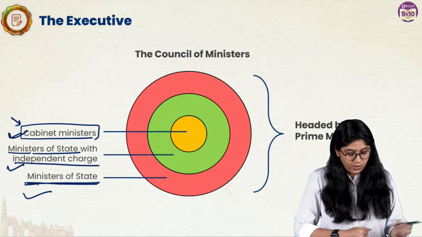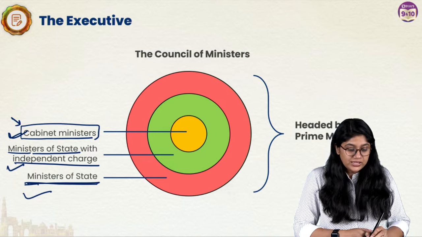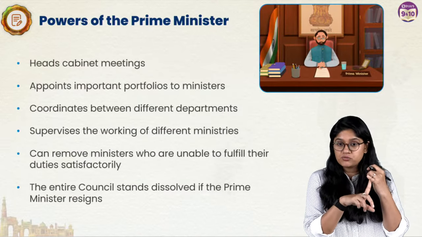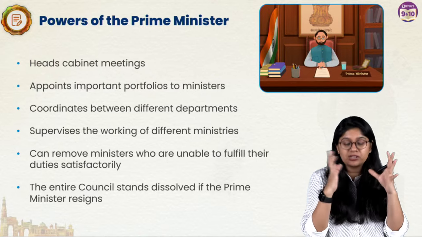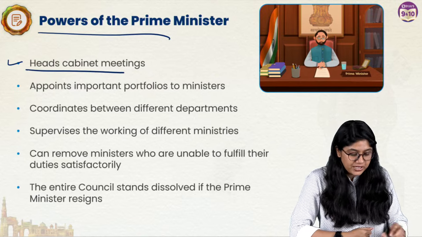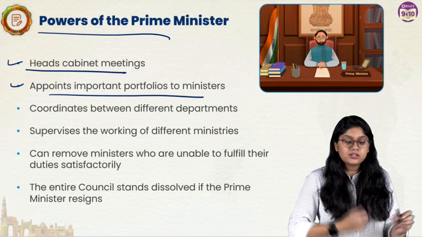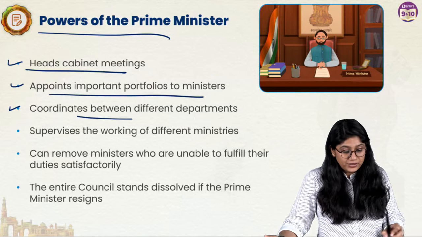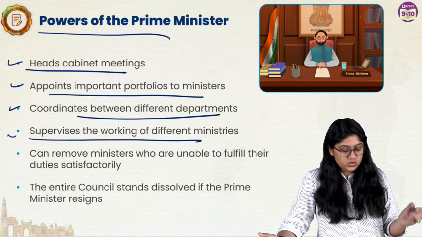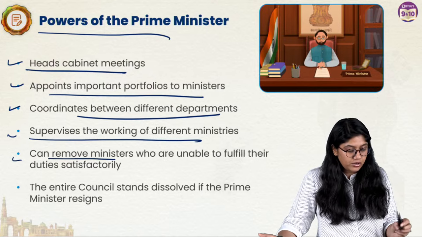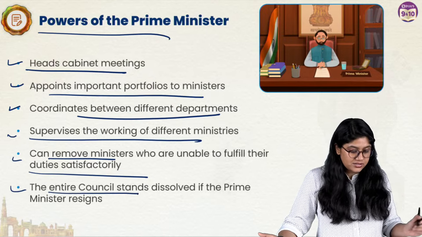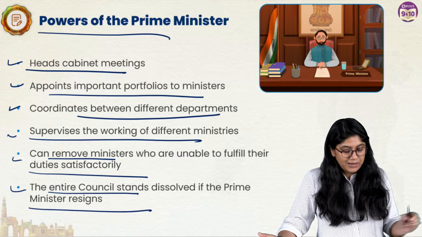Yes, very good. So after this, we are clear that we have the Prime Minister, and then we have the Council of Ministers, which also has different categories. The power of the Prime Minister is what? Head of the cabinet meeting, appoints important ministers, coordinates between different departments, supervises the working of different ministries, can remove ministers who are unable to fulfill their duties, and the entire council stands dissolved if the prime minister resigns.